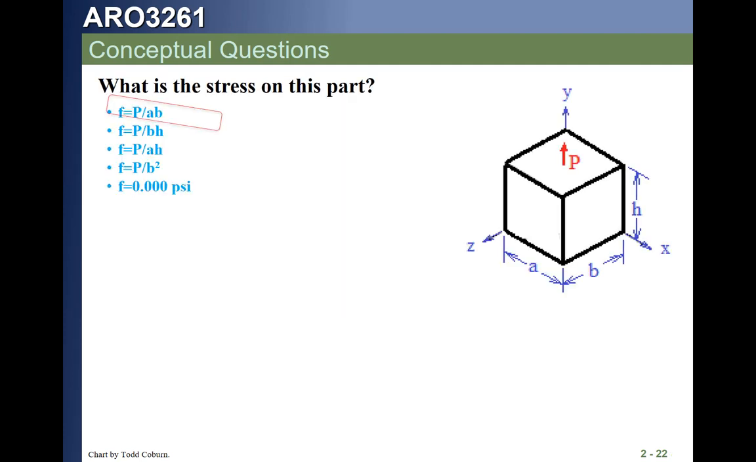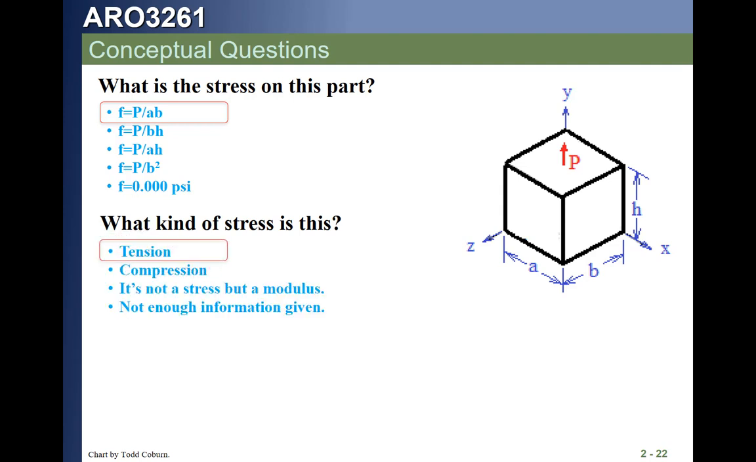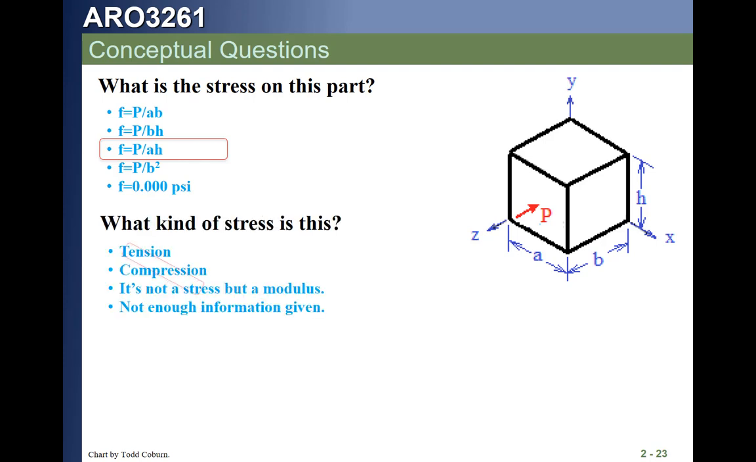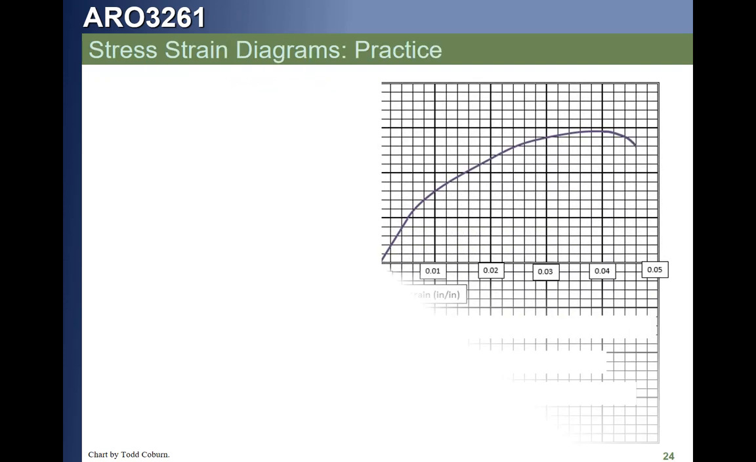What is the stress on this part? Now it's just P over this other area, which is BA. You see that? What kind of stress is this? Once again, it's a tension stress. It's a normal stress. What's the stress on this? It's P over AH, except now it's compressive stress. See that? That's compression. Got it.